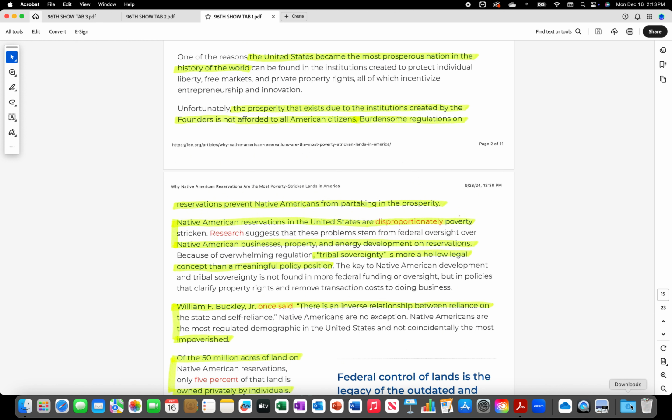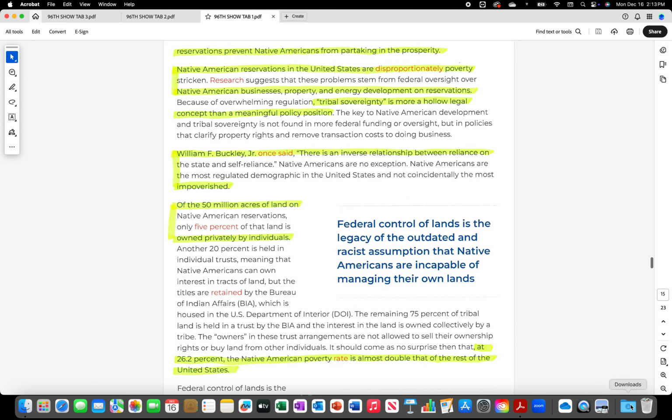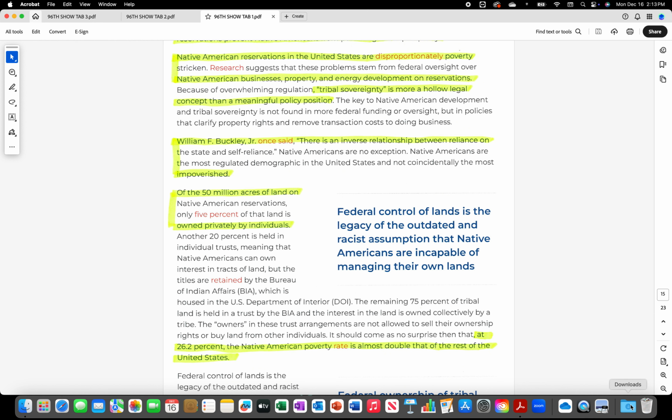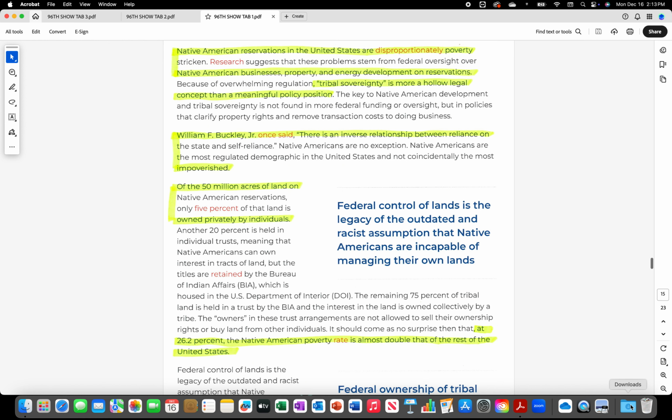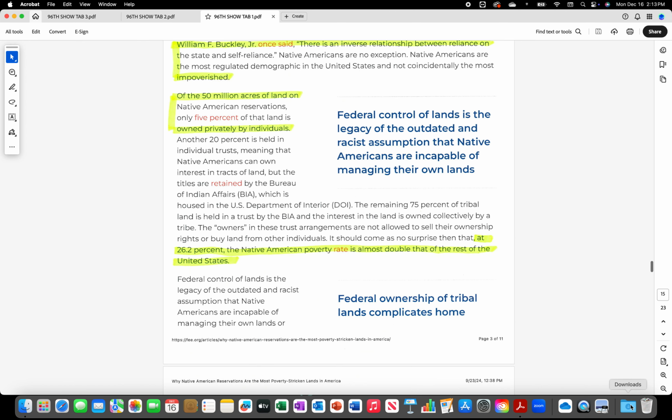Tribal sovereignty is more a hollow legal concept than a meaningful policy position. William F. Buckley Jr. once said, "There is an inverse relationship between reliance on the state and self-reliance. Native Americans are no exception. Native Americans are the most regulated demographic in the United States, and not coincidentally, the most impoverished."